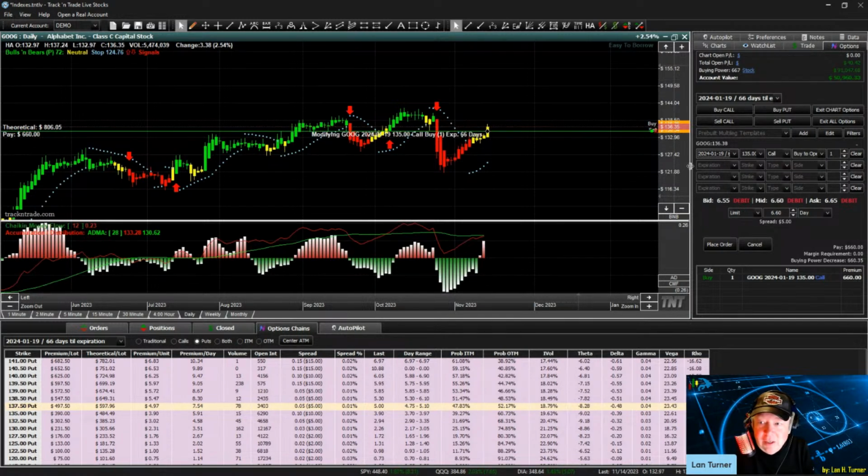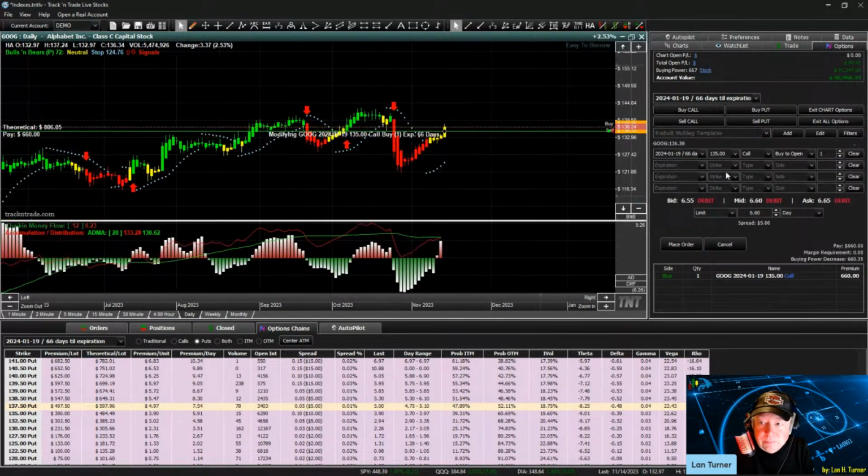So we can see that we got in here. I'll open up a little bit more. So we got $135. We're going to buy a call. We're going to buy to open quantity 1, and that's all there is to it. So now we come down in here. You can see that we got the bid is 655. We got the midpoint is 660, and the ask is 665.